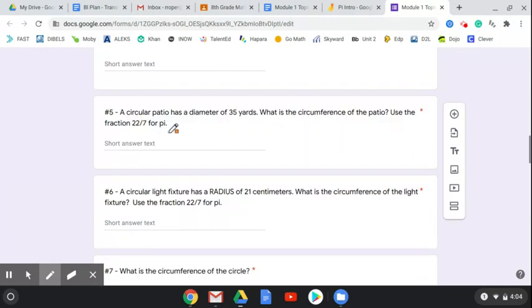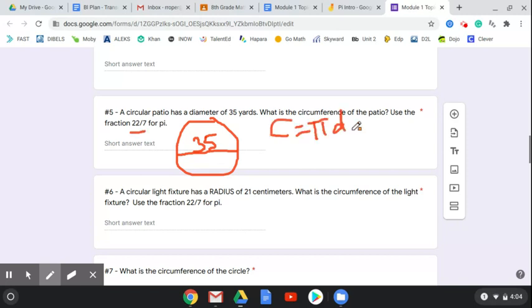Number 5, a circular patio has a diameter of 35 yards. So I have the circular patio, all the way across the circle, 35. So my diameter is 35. What is the circumference of the patio? It says use this fraction for pi. So let me write down the circumference formula. Circumference equals pi times diameter. Let's plug in what I know. I know that pi in this instance is 22/7. That's what they told me to use. 22/7. I'm going to multiply that by the diameter of 35.